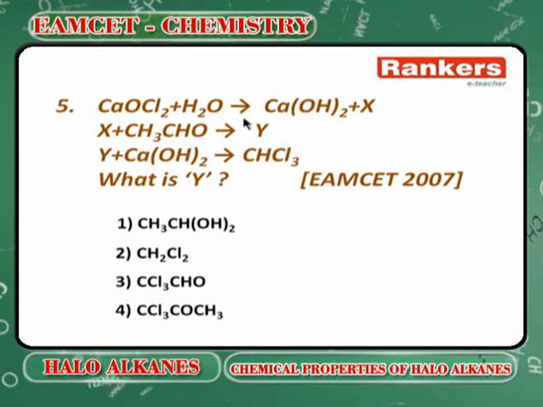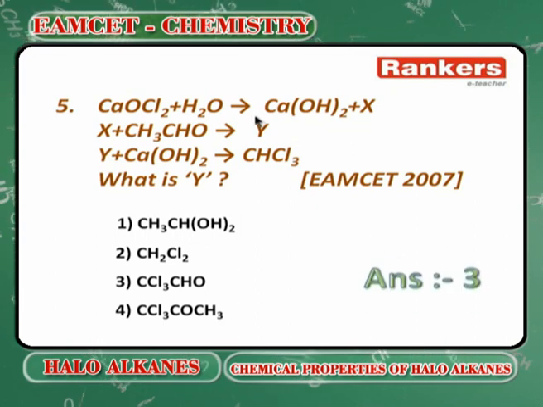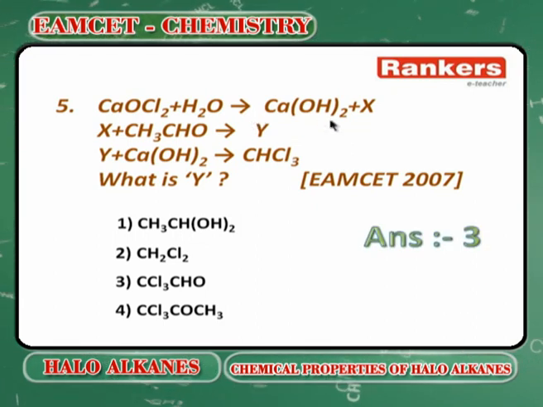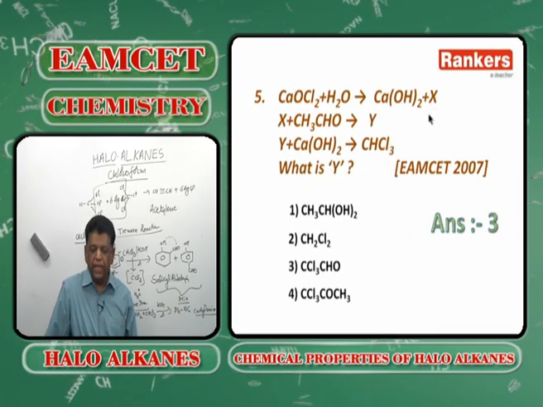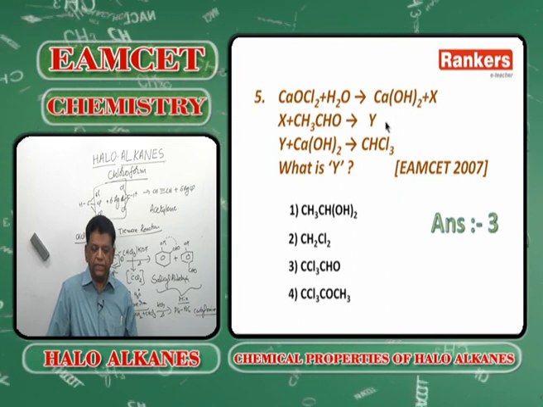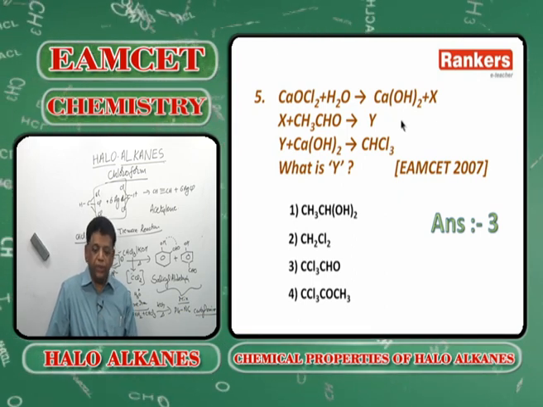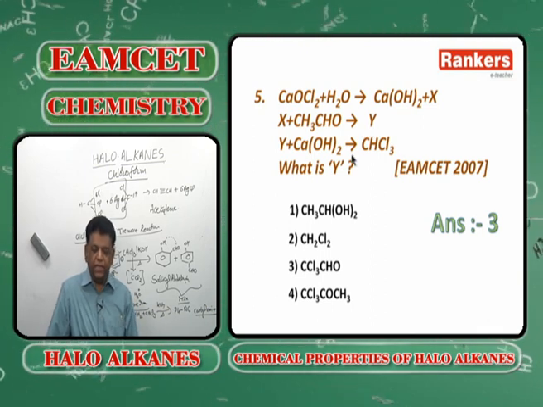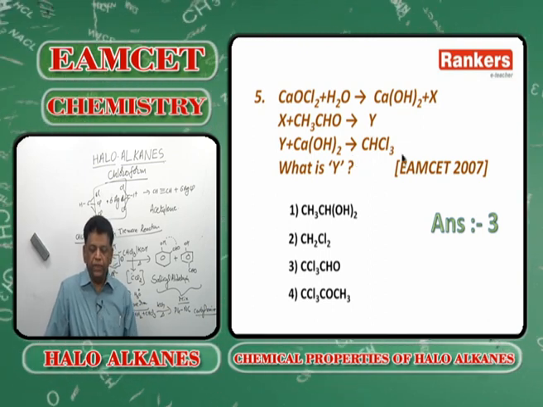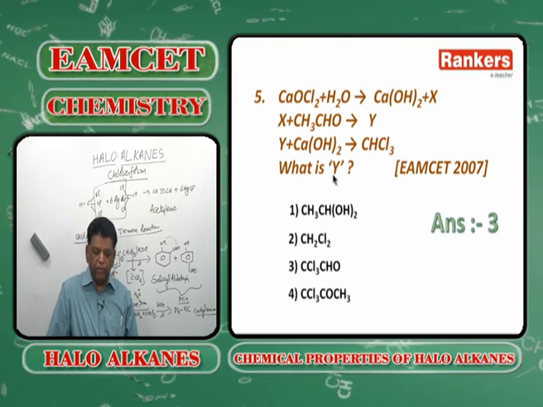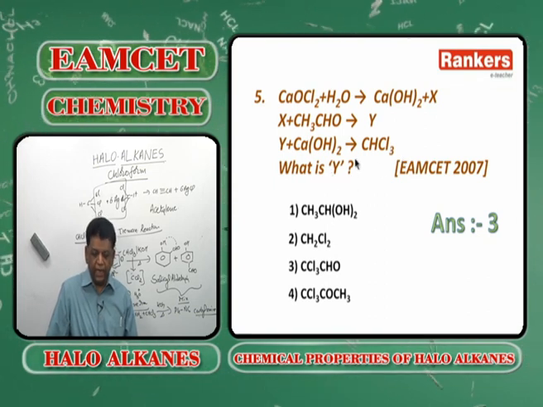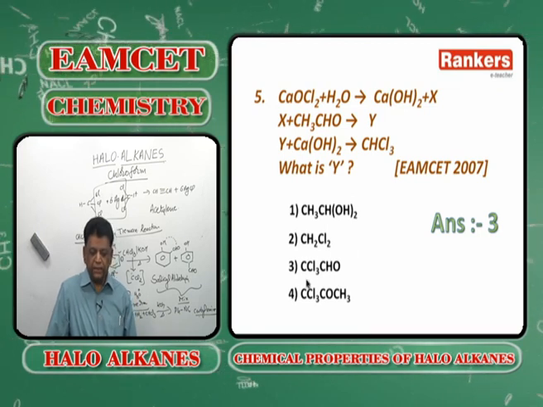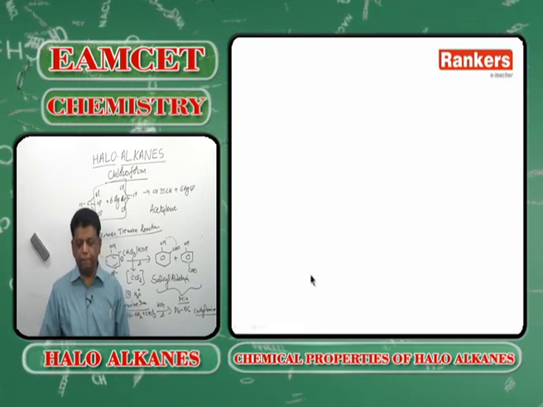Ca(OCl)Cl is known as calcium oxychloride or bleaching powder. When treated with water, it gives calcium hydroxide and chlorine. X is given, we are going to identify what X is, probably X is chlorine. Chlorine treated with acetaldehyde gives trichloroacetaldehyde. Trichloroacetaldehyde with base gives chloroform and calcium formate. What is Y? Y is trichloroacetaldehyde, that is chloral. The answer 3 is the right answer. Next.